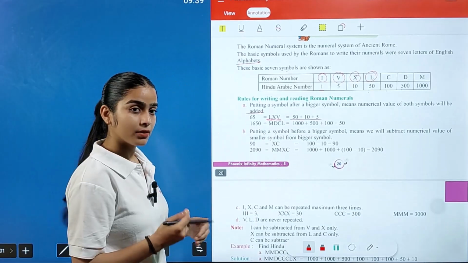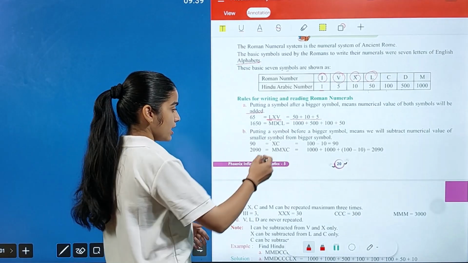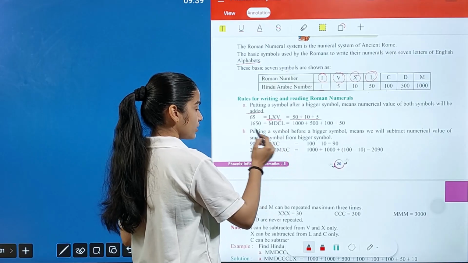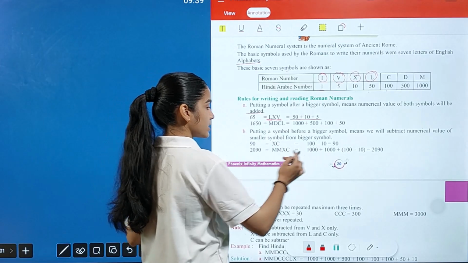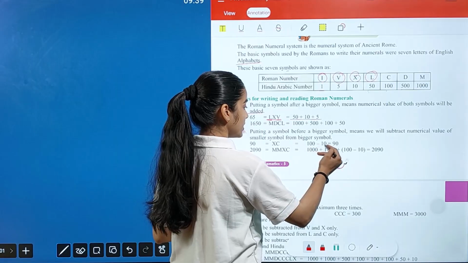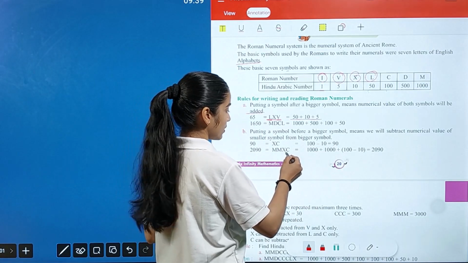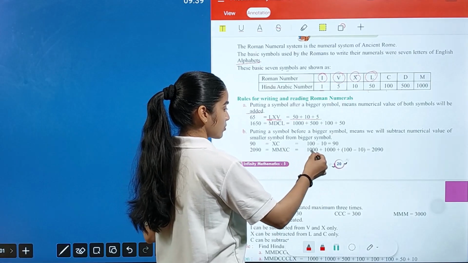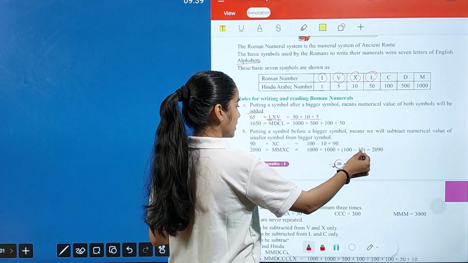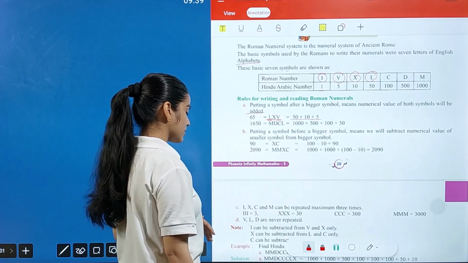But if we take the vice versa and opposite of it, X and C, so now we have the smaller numbers on the right hand side, it means we have to subtract 100 minus 10. In this case we have bigger numbers C and 10, so this will be deducted and this is the same. So 1000 plus 1000 and 100 minus 10, 2090 is your answer.